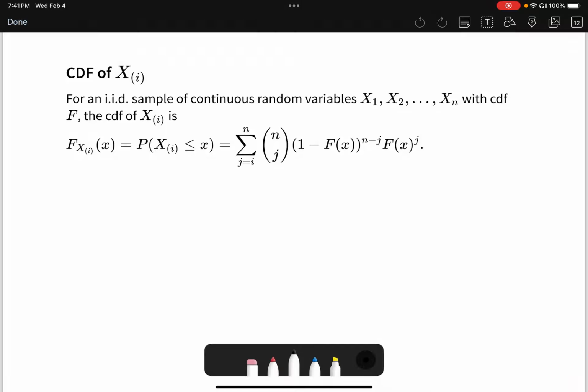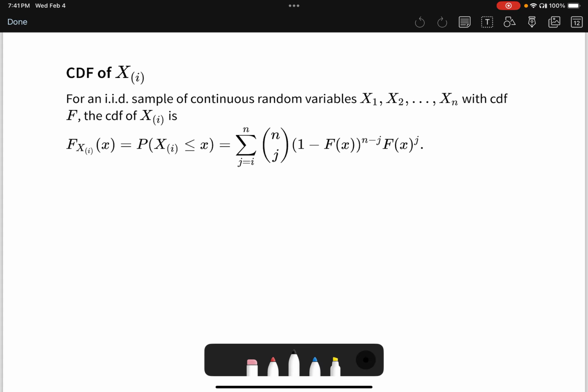is going to be the sum from j equals i up to n of n choose j, 1 minus the CDF evaluated at x to the n minus j power, times the CDF evaluated at x to the jth power. And so this one is not super obvious on the surface, but I'm excited to show you how we go about solving this.